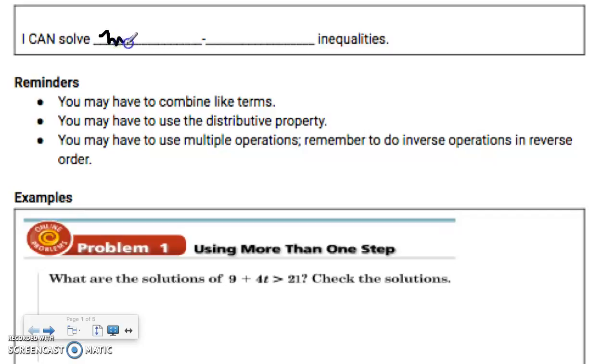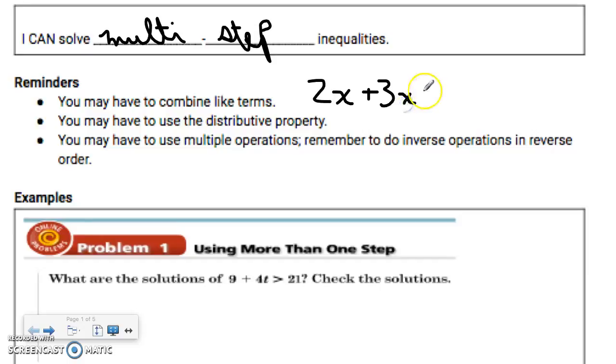I can solve multi-step inequalities, more than one step. You may have to combine like terms. So you have something like 2x plus 3x is greater than 7. Obviously, you're going to add those two together, and it's going to become 5x is greater than 7, and you would solve from there. You may have to use the distributive property.